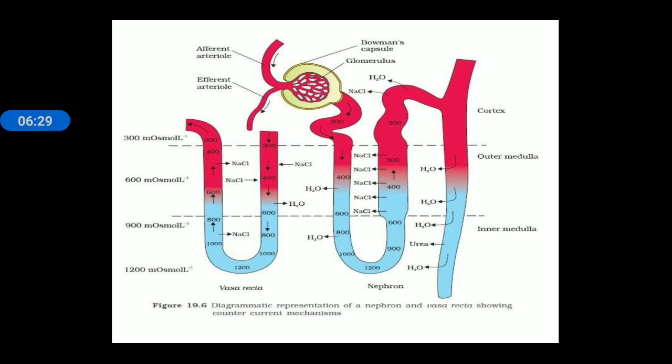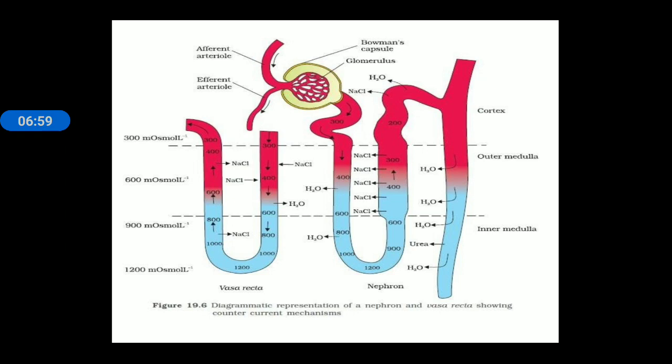H2O is reabsorbed in PCT and loop of Henle. This H2O is directly poured into vasa recta, and through vasa recta this water will move into the main bloodstream. And since you can see the blood and the filtrate movement is just opposite, that's why we describe this as a counter current mechanism.